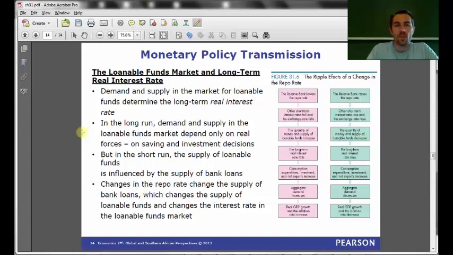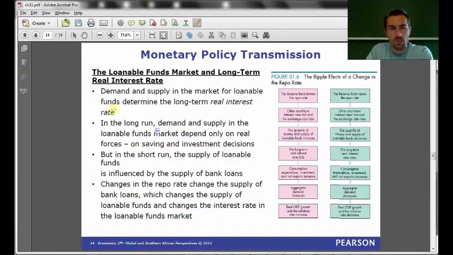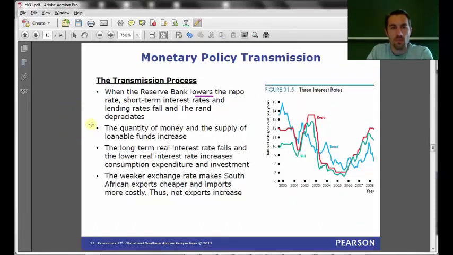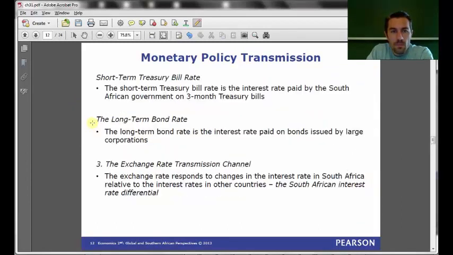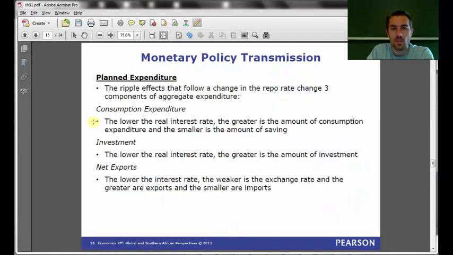So, what happens in the loanable fund markets? Demand and supply in the loanable funds determine the real interest rate. In the long run, wait, did I just mix something up here? Sorry, hang on. I think I'm just missing something.